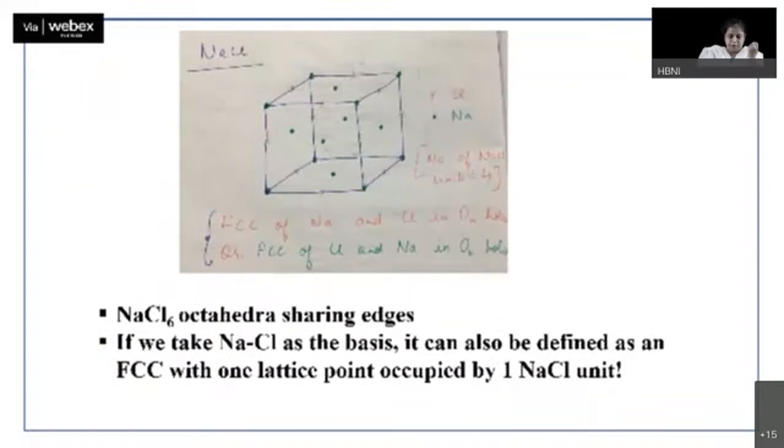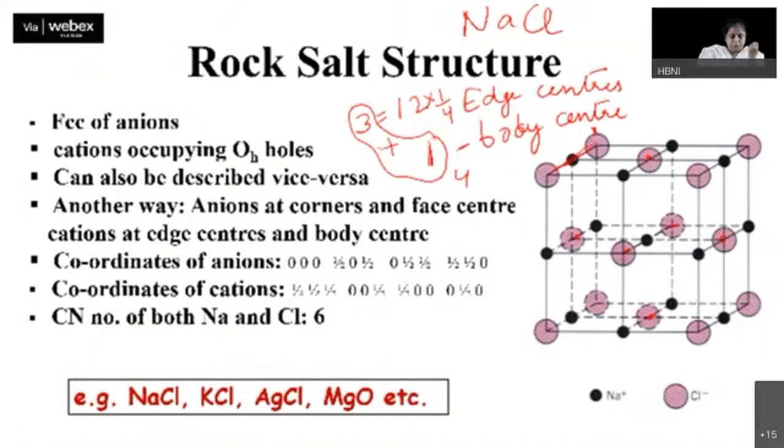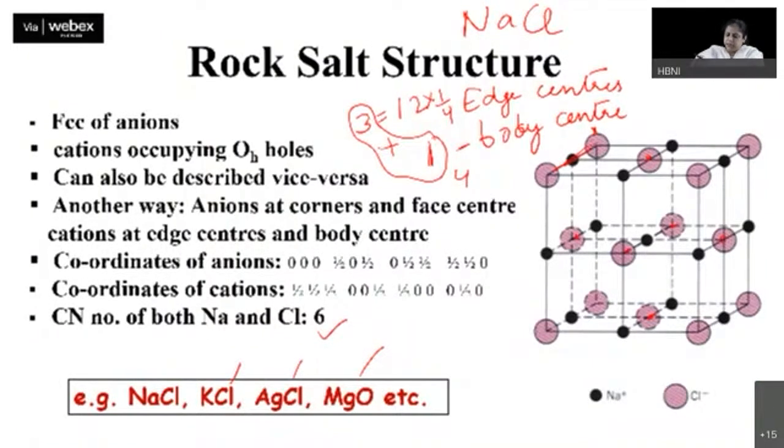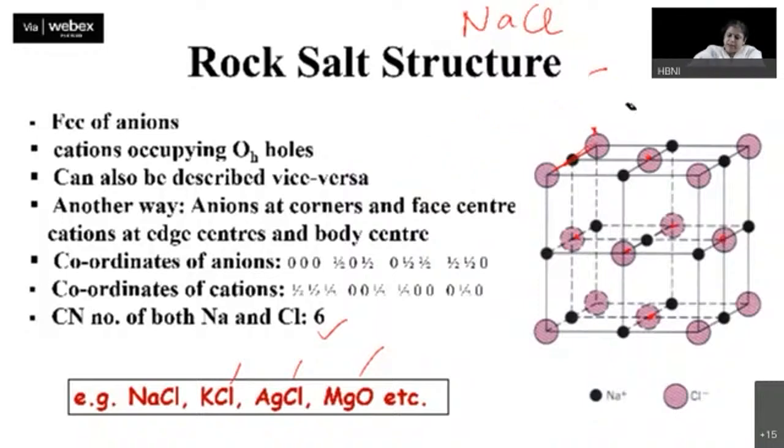Okay. So coordination number of both Na and Cl in rock salt structure is 6, and this particular structure is adopted by KCl, AgCl, MgO and similar compounds. Okay. Now, if you try to see this particular unit cell, there is no point if I teach you everything that is written in the textbook. So let me just try to tell you some interesting tidbits.